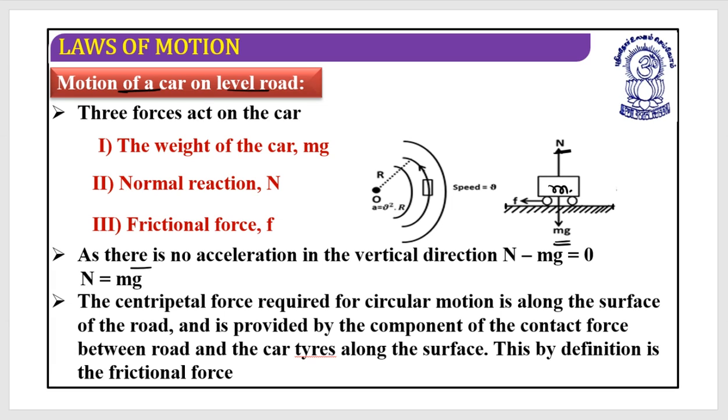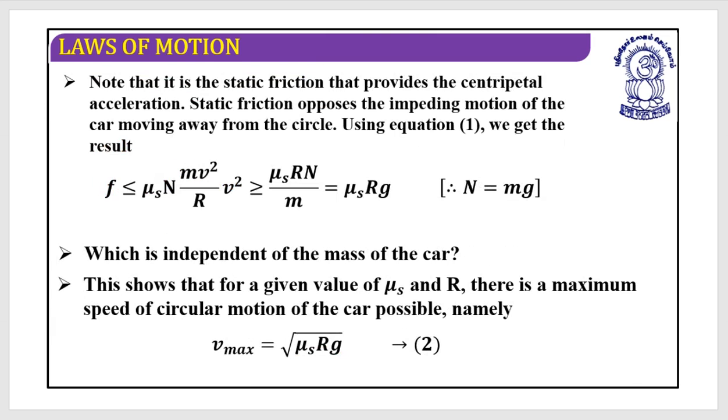Now as there is no acceleration in the vertical direction, we can write N equals mg. Yes, this force N, this force mg, and no acceleration in the vertical direction. So vertically N equals mg. Next, the centripetal force required for circular motion is along the surface of the road, and it is provided by the component of the contact force between the road and the car tires along the surface. By definition, this is the frictional force. So that's why we are going to have a frictional force as the centripetal force in this situation.